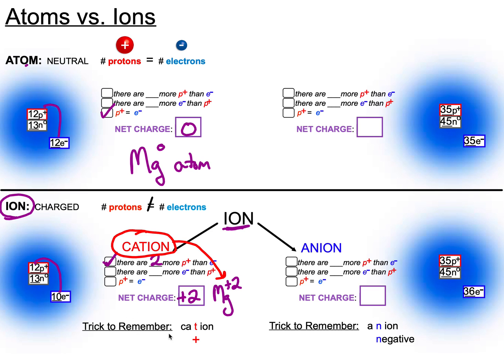Quick little way to remember that. If you see the word cation here, that T in the middle of the word kind of looks like a plus sign, and that makes you think it's positive. So cations always have more positives and an overall positive charge.